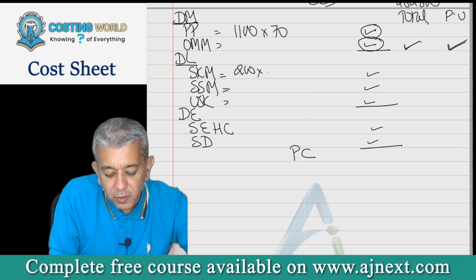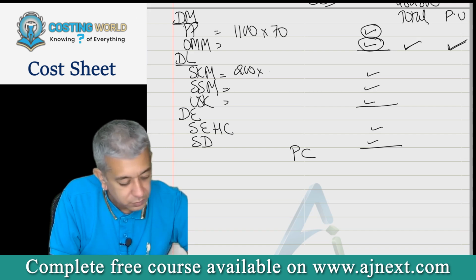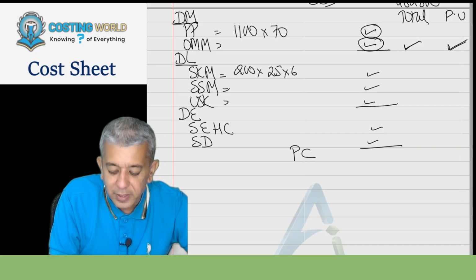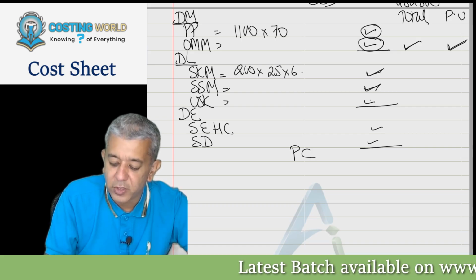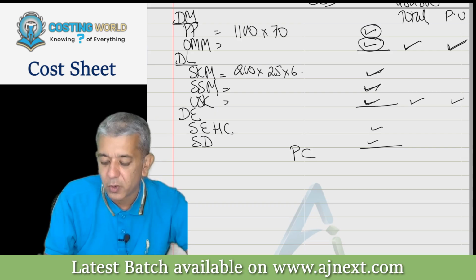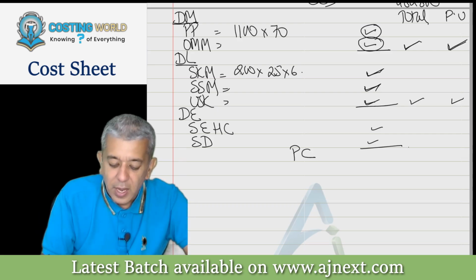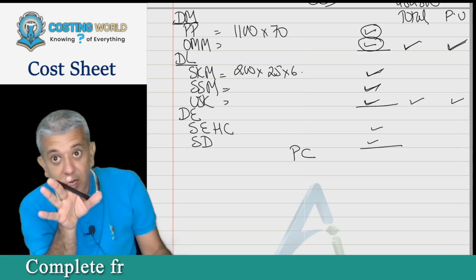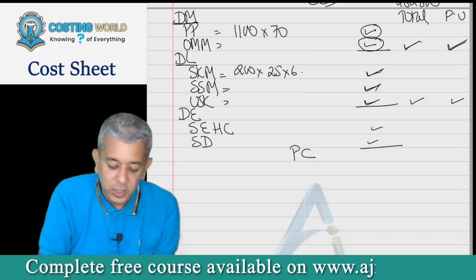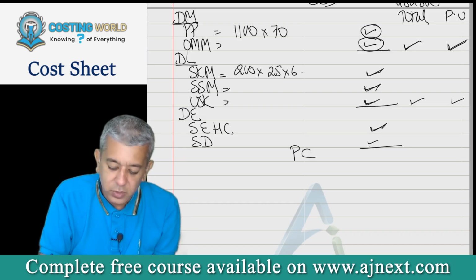200. They all work for how many days in a month? 25 days. We pay them at the rate of 6 per day. First figure, same way your second, same way your third. Your total direct labor cost, please divide by 1000. Then direct expenses is there in the problem. Do not forget. Special equipment hire charges 10,000 and special dies.